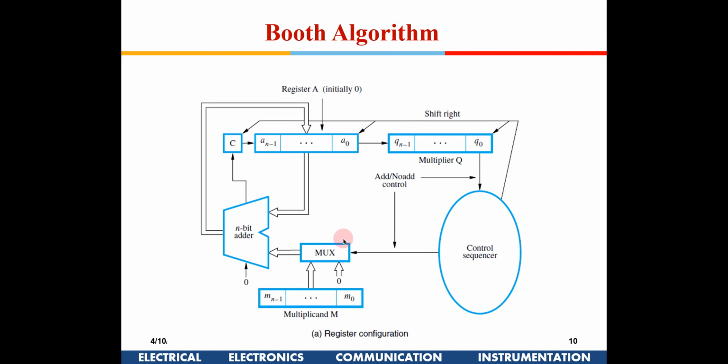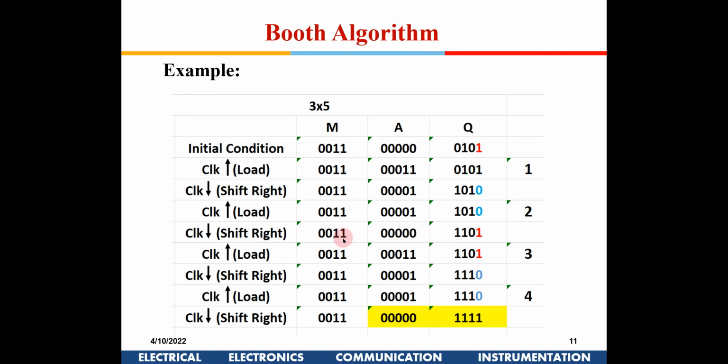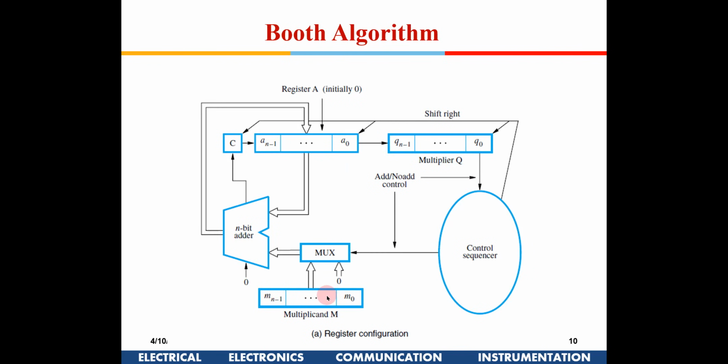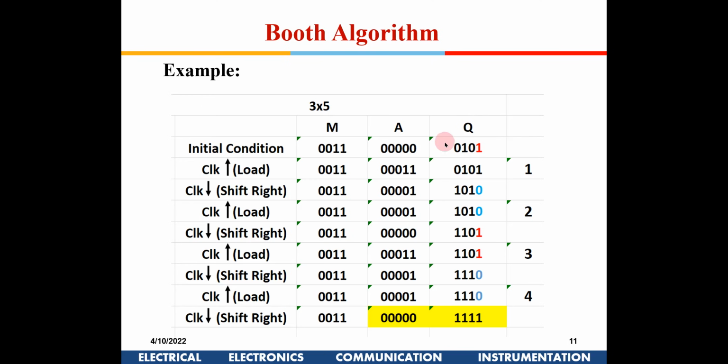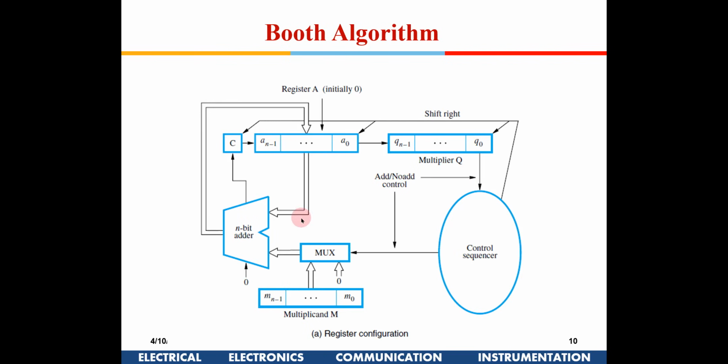Okay, let me repeat this. Initially I have 0 0 0 1 here into the m, and 0 1 0. I am doing 3 into 5, right? So I have loaded m as 3 and q as 5. M is this, and q is this, right? So I am sampling this q value of a q here. Since it is 1 here, I am going to add a and m, right? This is what this does.